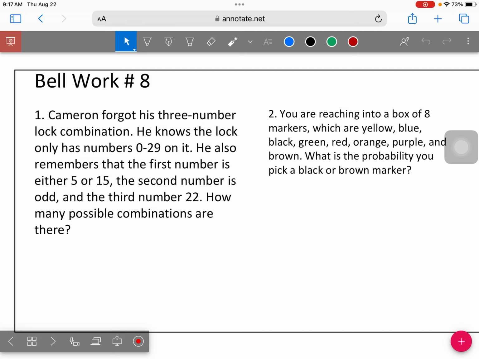Got his 3-number lock combination. Boom. What should you put down to help you? 3 blank spaces. Okay. 1, 2, 3.